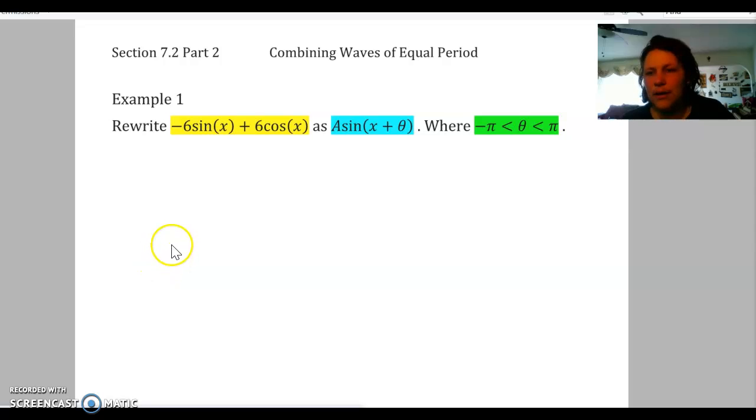Okay, hello everyone again. We are back to look at section 7.2, part 2. This will be example 1.